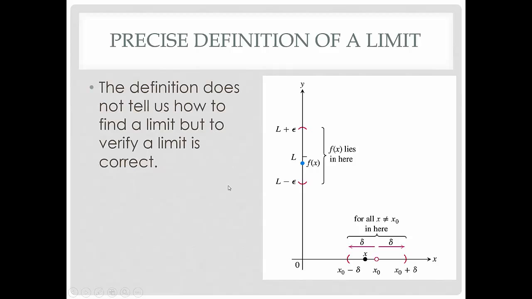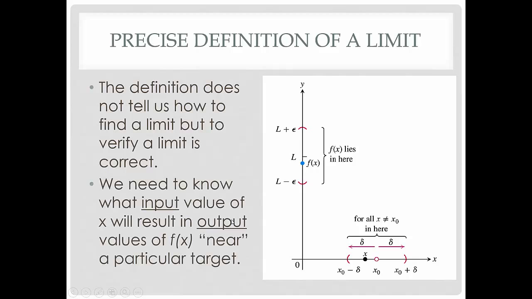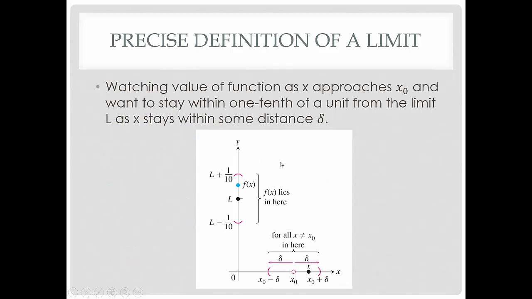So this definition doesn't tell us how to find a limit, but it shows you how to verify a limit is correct. So the bottom line is we need to know what input value of x will result in an output value of f of x that are near a particular target. And that's this error, this epsilon. So basically what we do is we're watching the value of the function as x approaches x naught. So as I'm getting close to this x naught, and let's say I want to stay within 1/10 of a unit from the limit, L, as x stays within some distance delta. So what I'm looking at here, and again might be easier to see with an actual drawing of a graph, is I have some function and I want to keep my error within 1/10.